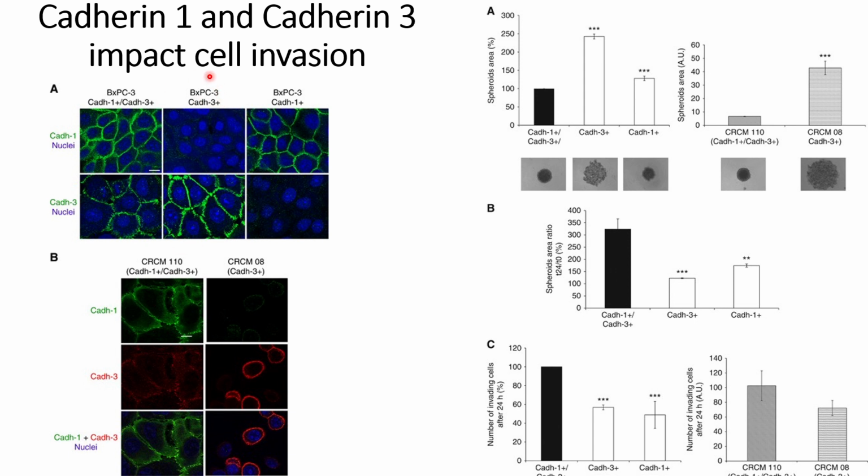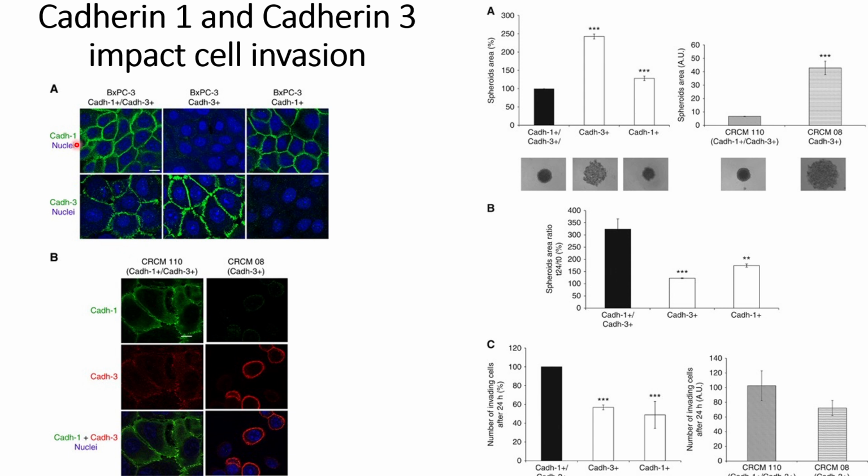So once they had a cell line or model which expresses both Cadherin-1 and Cadherin-3, they knocked down Cadherin-1 and Cadherin-3 and prepared stable cell lines devoid of either Cadherin-1 or Cadherin-3 in BXPC3 cells, so that they could study the impact of the absence of Cadherin-1 and Cadherin-3 on invasion.